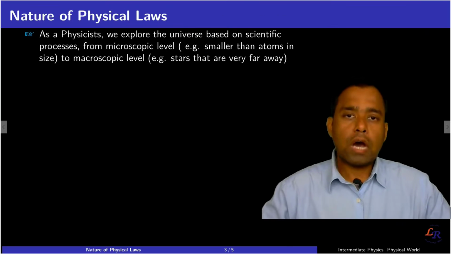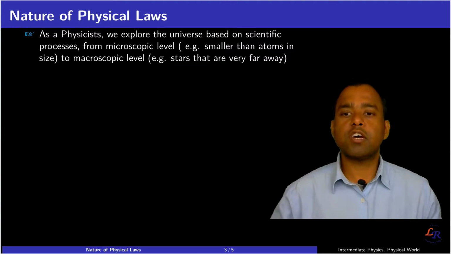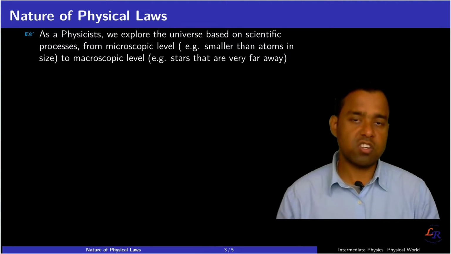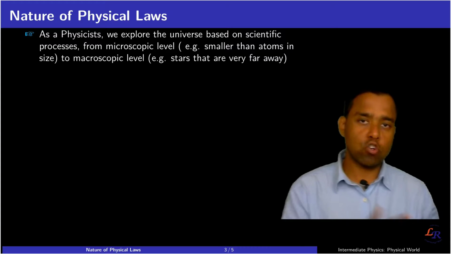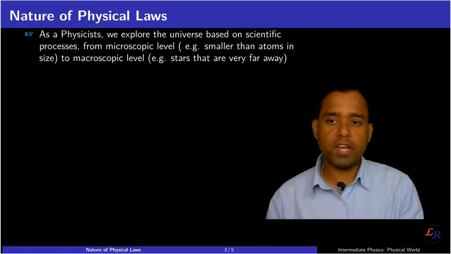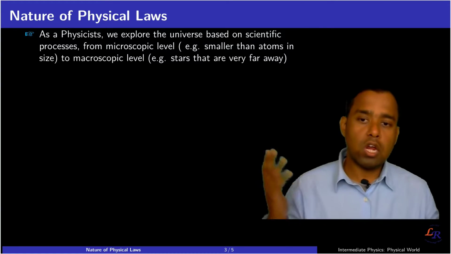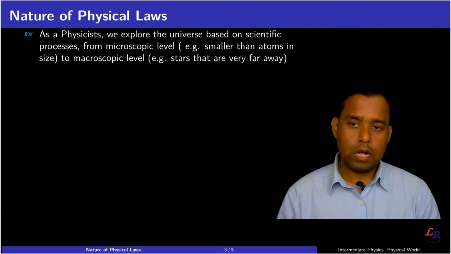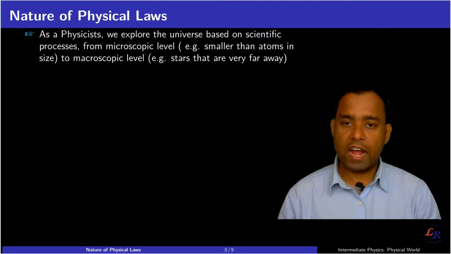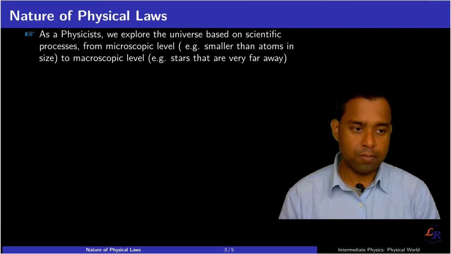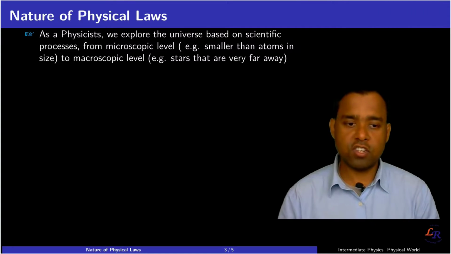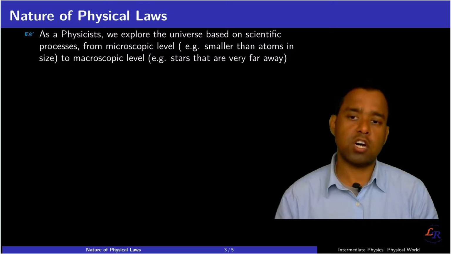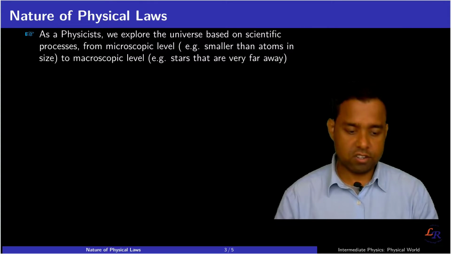Okay. So as a physicist, we explore the universe based on scientific process from microscopic level to macroscopic level, meaning from atomic and molecular scale to large size objects which are far away from us. Also in physics we explore the facts based on observation and experiments, and along with that, as a physicist we also try to find laws which summarize all these facts.